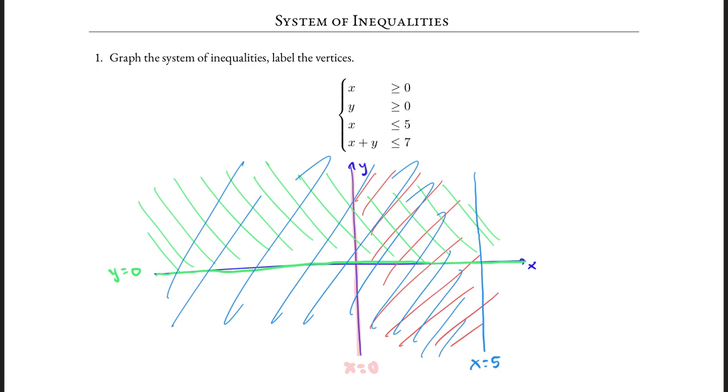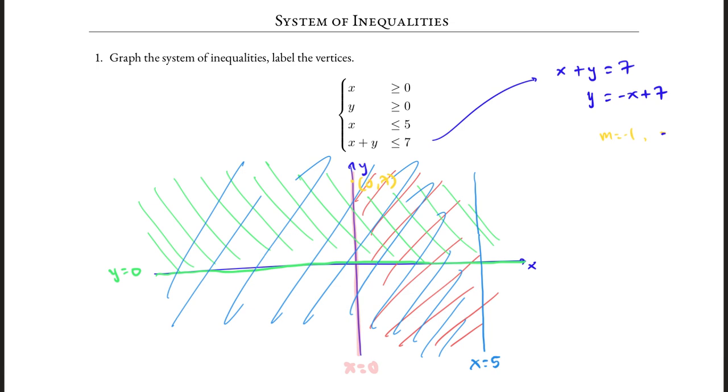And lastly, for the inequality x plus y less than or equal to 7, we would first graph the line x plus y equals 7, where if we isolate y, we have y equals negative x plus 7. And so the y-intercept is 0, 7, not drawn to scale here. X equals 0, y equals 7, and the slope is negative 1.